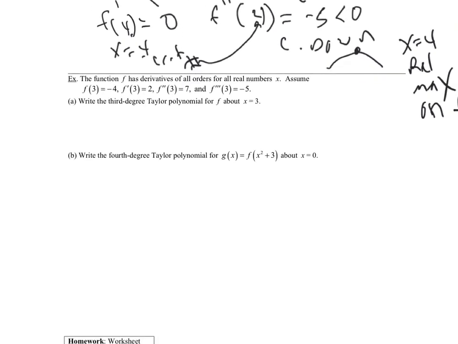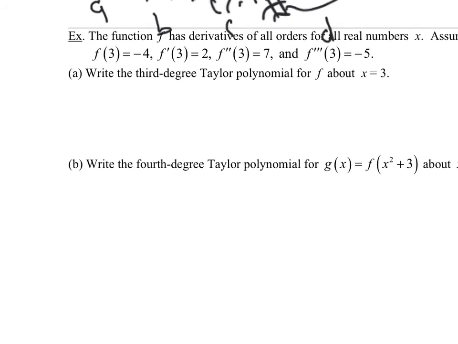The function f has derivatives of all orders for real numbers x. Assume that f of 3, which is my a, is negative 4. And my b is a 2. And my c is a 7. And my d is negative 5. Write a third degree Taylor polynomial for f about x equals 3. Good news. We went to the third derivative. That would give me the third degree polynomial.